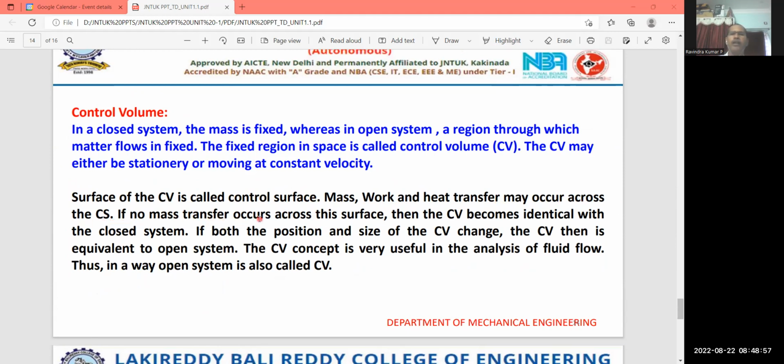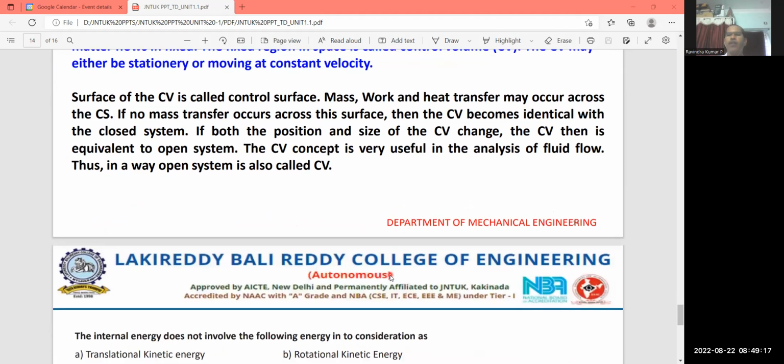If no mass transfer occurs across this surface, then the control volume becomes identical with the closed system. If both the position and size of a control volume change, then the control volume is equivalent to the open system. So the control volume concept is very useful in the analysis of fluid flow.